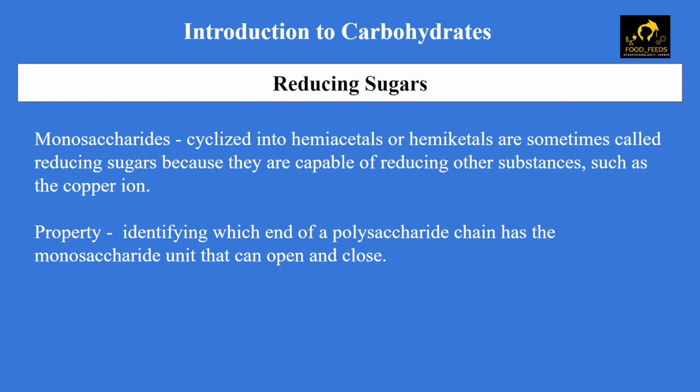Usually the monosaccharides which are turned into these hemiacetals or hemiketals are called reducing sugars, just because of their reducing capacity. Like they can reduce the copper ion from Cu2+ to Cu+, that is reduction. And this property is really helpful in identifying which end of the polysaccharide chain has the monosaccharide unit which is open, or is in a ring form, like a closed structure. In other words, we can say that it helps us to identify where the anomeric carbon is present.